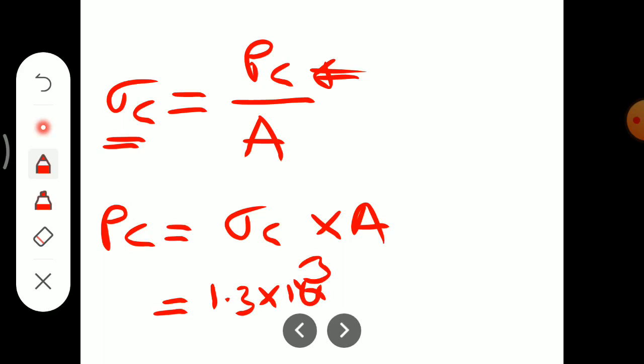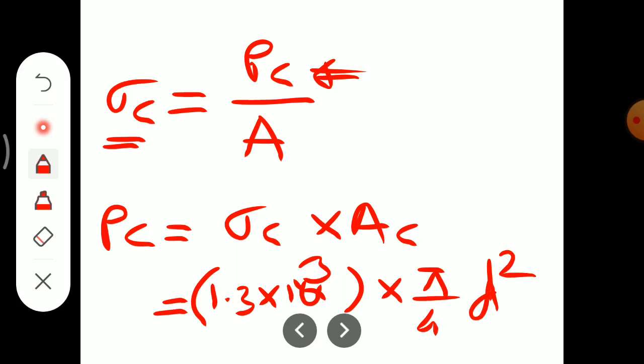If you have some confusion in shear stress, crushing stress, you can see the lecture forces and stresses in our playlist. Multiplied by crushing area, pi by 4 into d square.